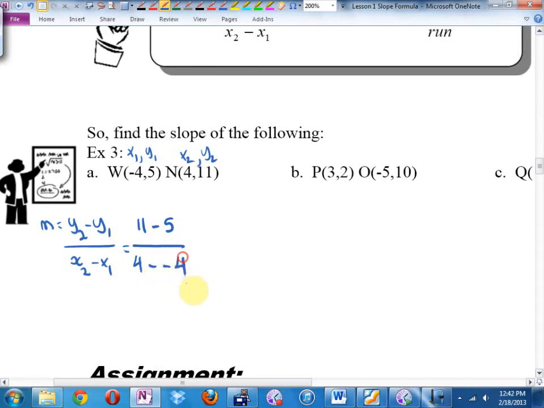And also by doing this, can you clearly see the minus minus? Do you think that gets missed if you try and do it in your head? I think the slope of this is going to be 6 over, or in lowest terms, 3 over 4.